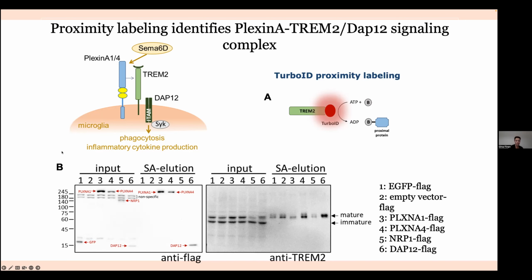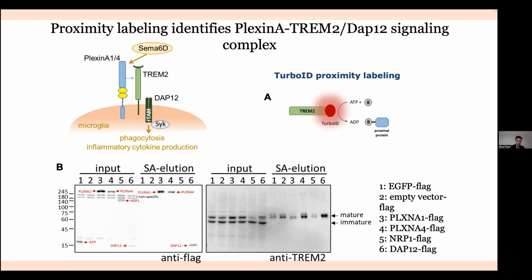So we used TurboID to verify the association of the plexin A, TREM2, and DAP12 components as expressed in 293 cells, knowing that our microglia express all of these proteins. As you see in figure A, this approach tags a protein of interest with TurboID, which is a biotin ligase. Upon cell treatment with biotin and ATP, TurboID enables biotin labeling of proteins within 10 nanometers. The proximal proteins can then be pulled down with streptavidin beads, which we see in figure 5.